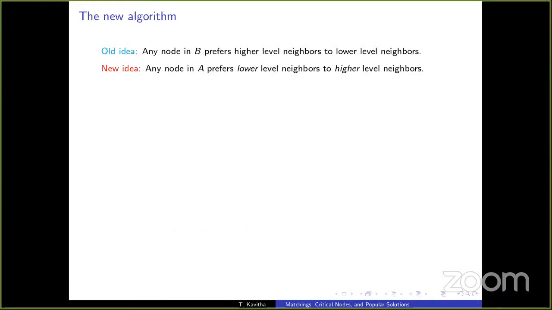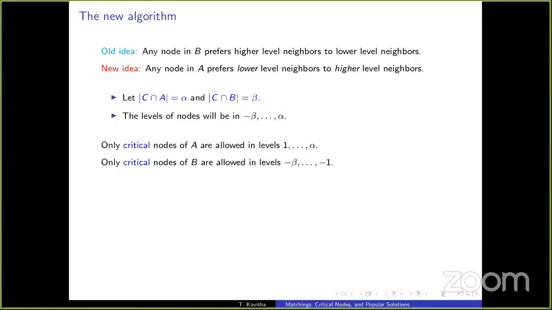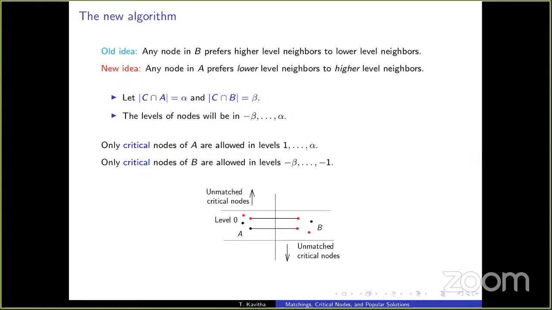We borrow this idea. Nodes in B prefer higher level neighbors to lower level neighbors. And now we say nodes in A prefer lower level neighbors to higher level ones. So there is a basic level, level 0, and alpha positive levels and beta negative levels. And only critical nodes of A will be allowed in the positive levels, and only critical nodes of B will be allowed in the negative levels. The intuition behind our algorithm is as shown in this figure.